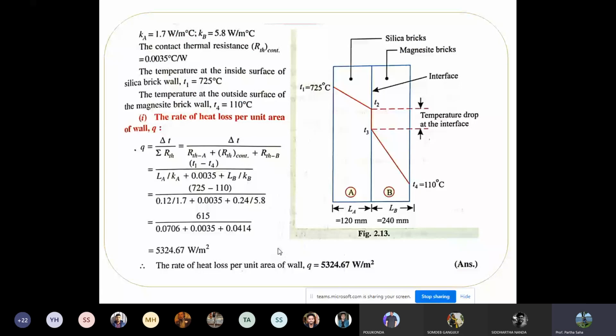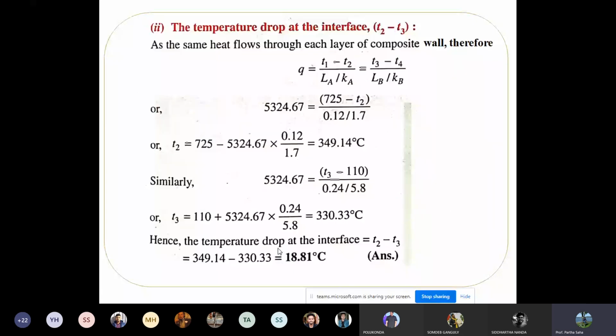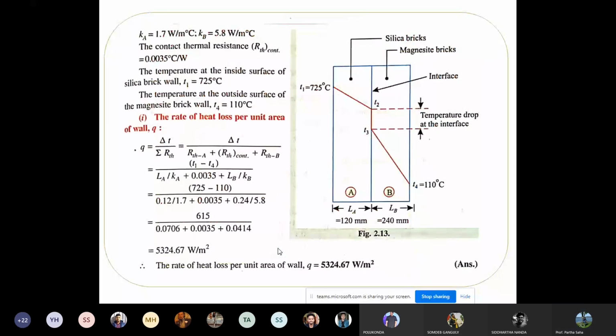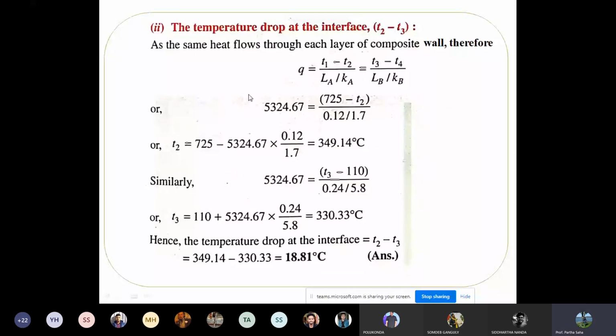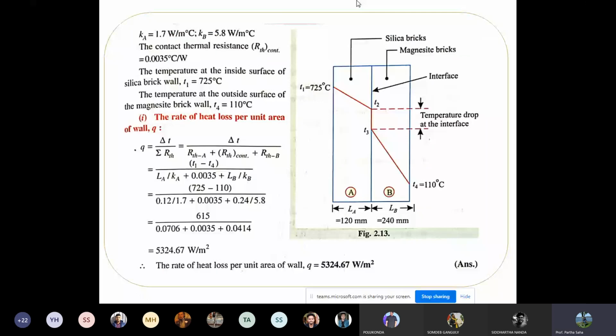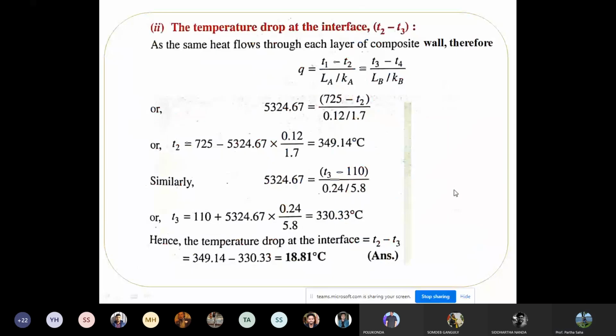Now, how do we find the temperature drop at the interface? Because that was asked to calculate. Since the heat flow is the same for each layer of the composite wall, therefore the temperature drop will be equal for each. What I'm trying to say here is that the amount of heat flow from here to here, here to here, and here to here will be equal. That is the heat flux. Okay. So Q equals T1 minus T2 times LA by KA, equals T3 minus T4 times LB by KB. So you already determined Q. T1 you know, T2 you can write, and then you can solve for T2.